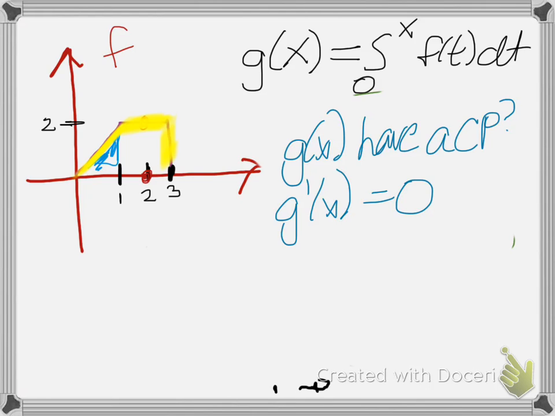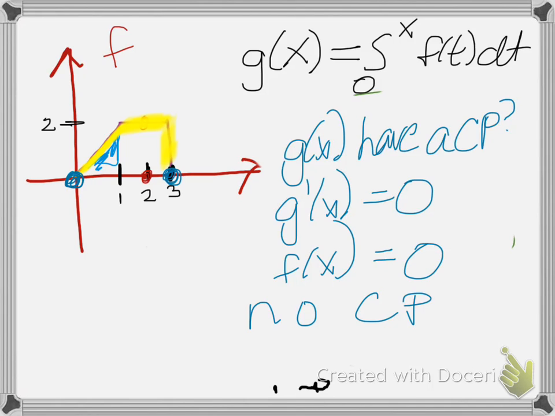But we know that g prime is equal to f of x from what we did before. So the question is really, when is f of x equal to 0? So you look at your picture of f and you can see that it's equal to 0 here and here. But there's no sign change. It was always positive. So therefore there are no critical points. If it went through the axes, then you would say that that's a critical point.